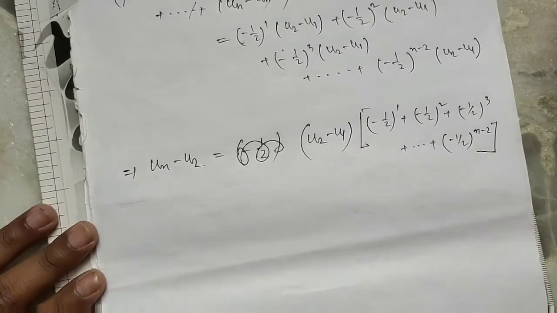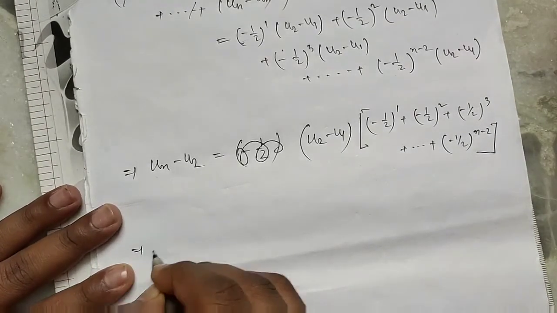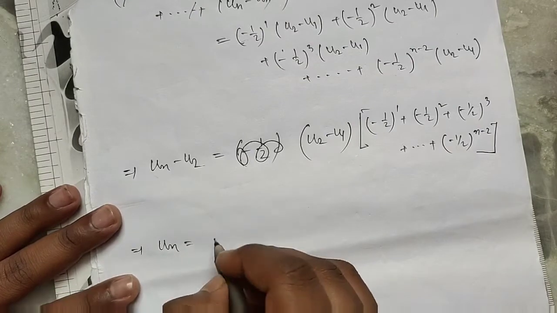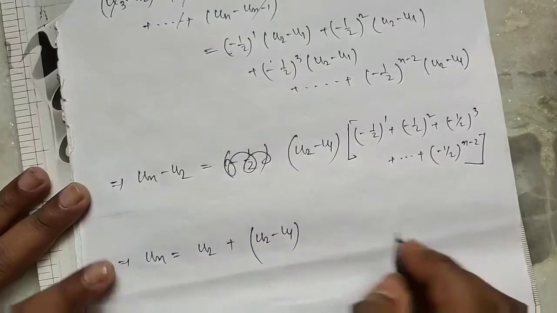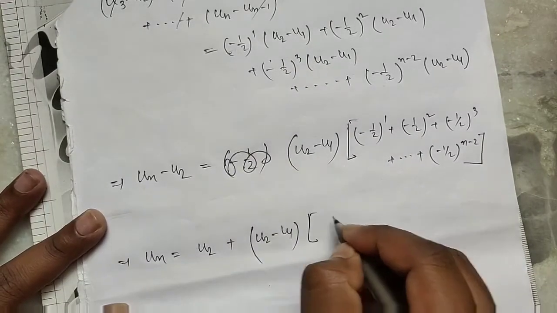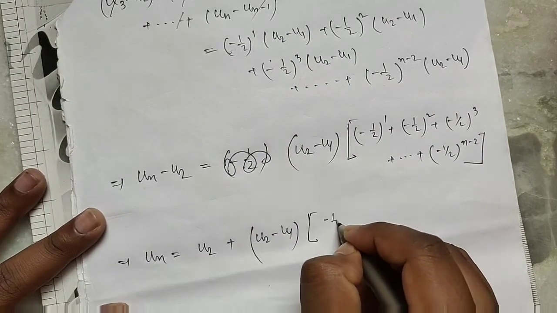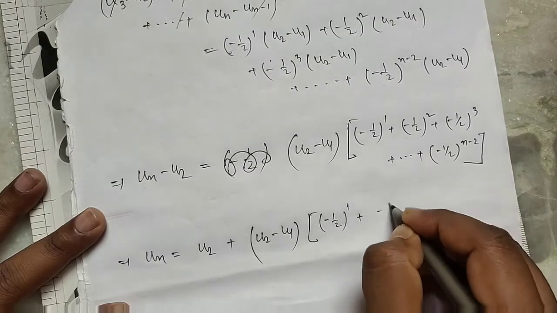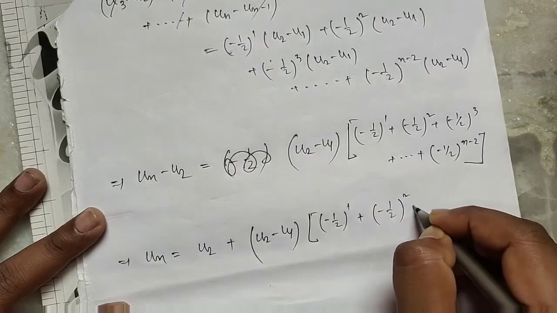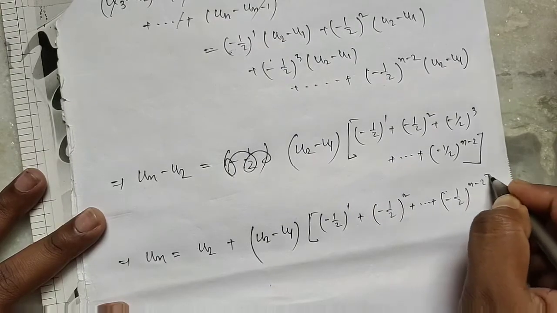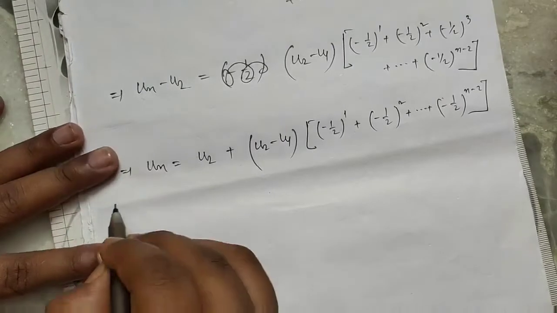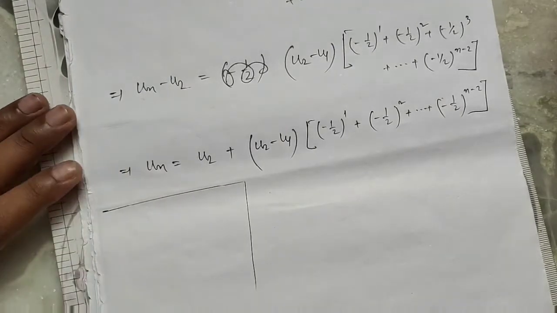Now we have to find the limit as n tends to infinity of un, where un equals u2 plus (u2 minus u1) into (minus half to the power 1 plus minus half to the power square plus ... plus minus half to the power n minus 2). Okay, clear? Now we get a result.